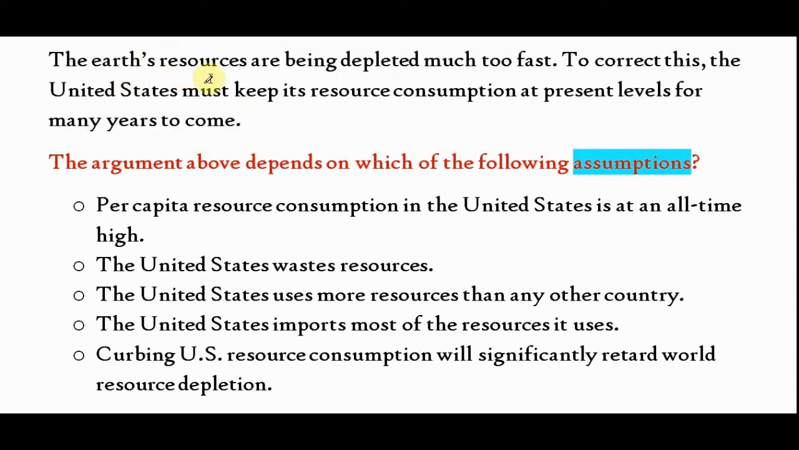It says the earth's resources are being depleted much too fast. To correct this, the United States must keep its resource consumption at present levels for many years to come. Now, because it is depleting, that is why it should keep its resource consumption at present level. All right, so it should stop consumption. So what is the keyword? Control. And if consumption is controlled, depletion will be controlled. All right, so the presumption will be that after controlling consumption, depletion can be stopped, right?